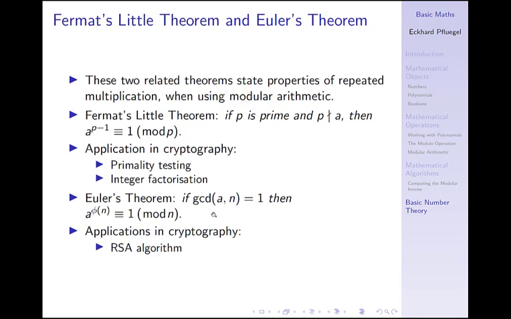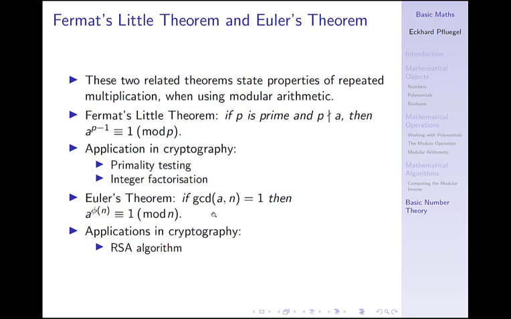Roughly what they say, and why they might be useful for cryptography: these two related theorems are all about taking any number a and repeatedly raising it to the power 2, 3, 4, etc., so multiplying it with itself, and then wondering what the result might be when you're using modular arithmetic. So you're going to take the output modulo p.